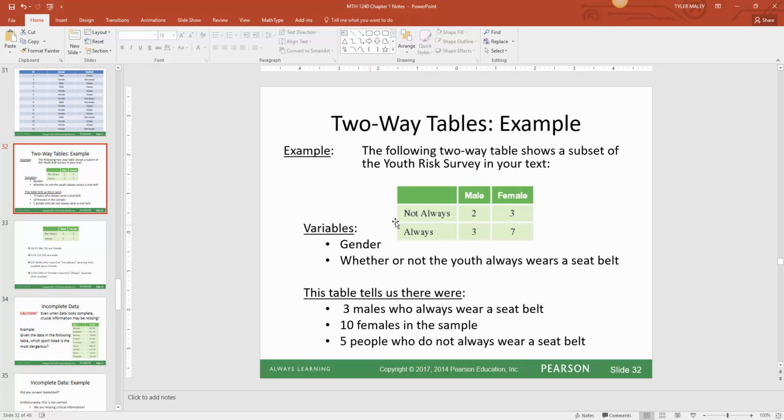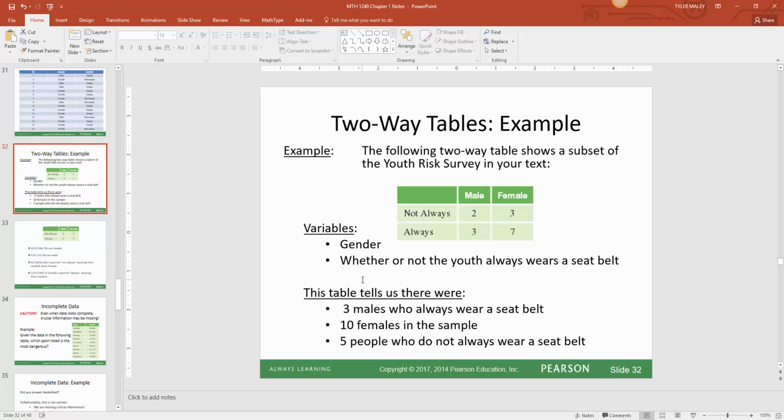So my variables here are gender, male or female, and also whether or not you wear your seatbelt. Yes, you always wear it, or not always, right? So for a two-way table, you want two different variables, each split into two groups. So you have two rows and two columns of data, so four cells of data.